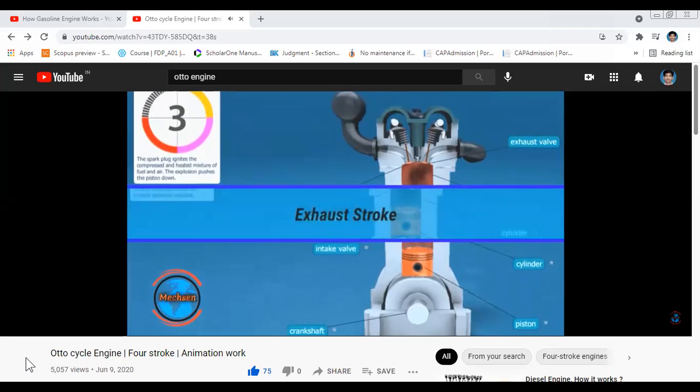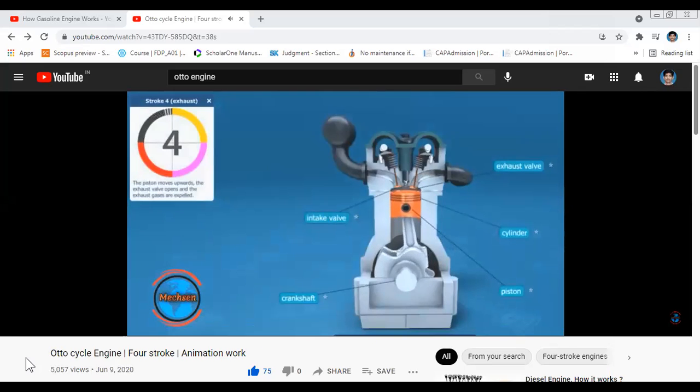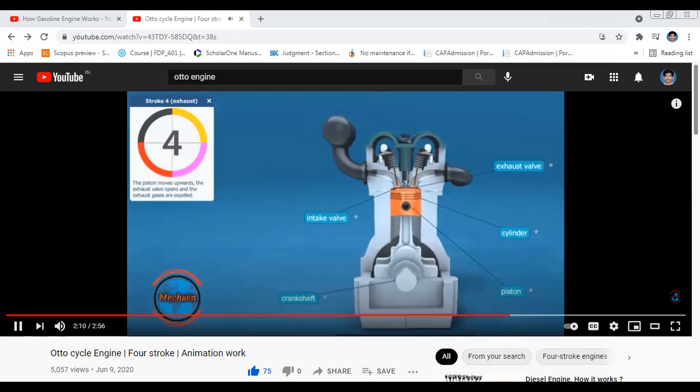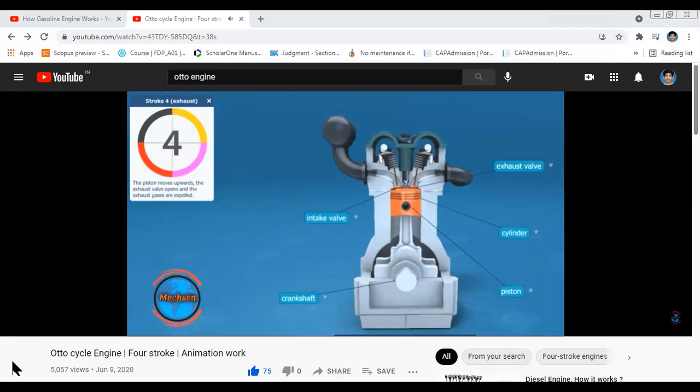Exhaust, also known as outlet. During the exhaust stroke, the piston, once again, returns from BDC to TDC while the exhaust valve is open. This action expels the spent air-fuel mixture through the exhaust valve.